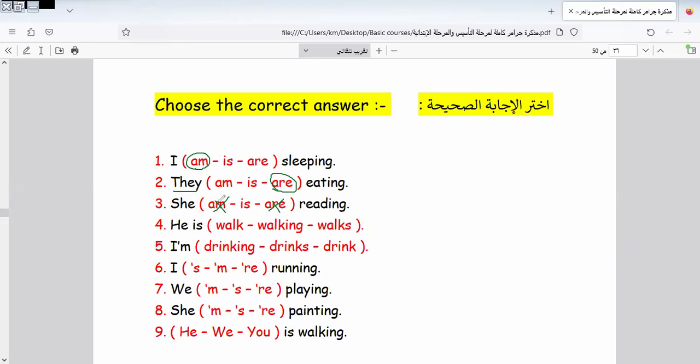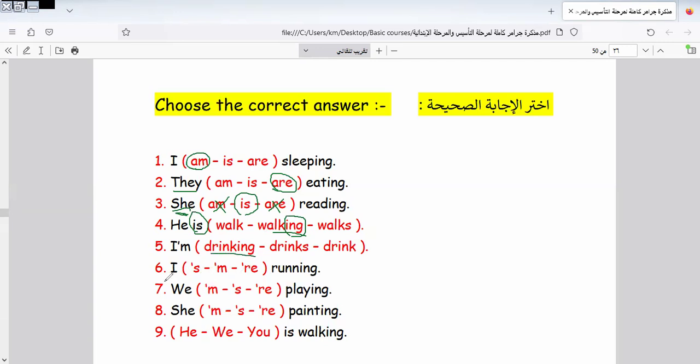If we say she am, it is wrong. If we say she are, it is wrong. So the suitable answer for she will be what? The verb that is suitable for this pronoun will be is. So she is reading. He is what? He is walking. Here is the verb to be, and the verb adding ing to the verb. I'm drinking. You are clever pupils.